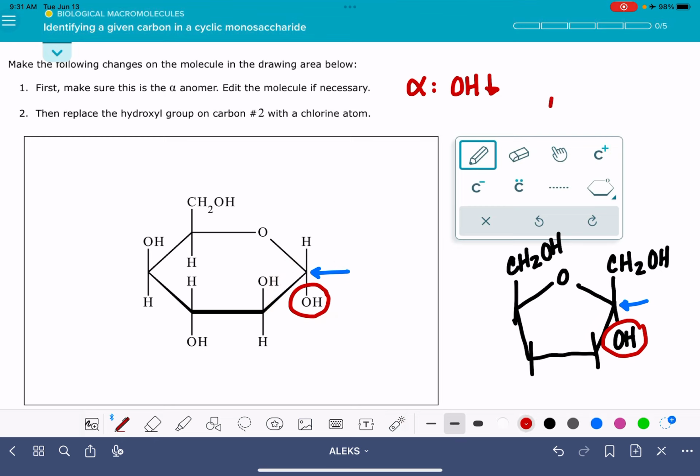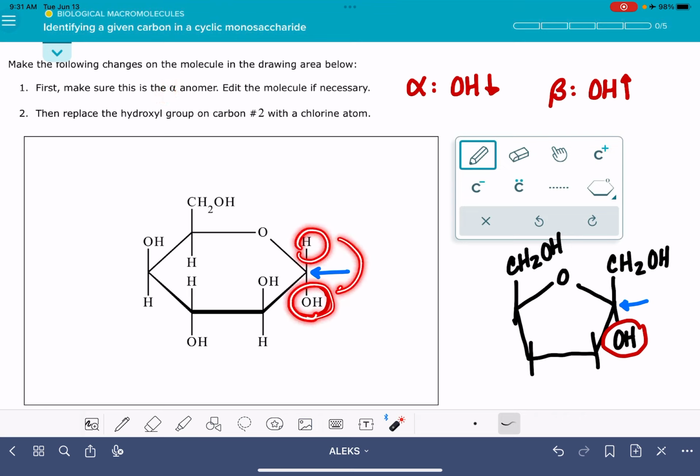If we were being asked to draw or make sure that it was the beta anomer, the OH group on that particular carbon would need to be pointing up. What we would need to do is switch the position of the two groups on this particular carbon. So I would need to change the position of the hydrogen and the OH group. That's not what it's asking, so I'm not going to do that.